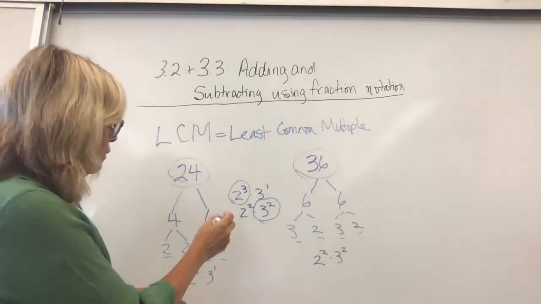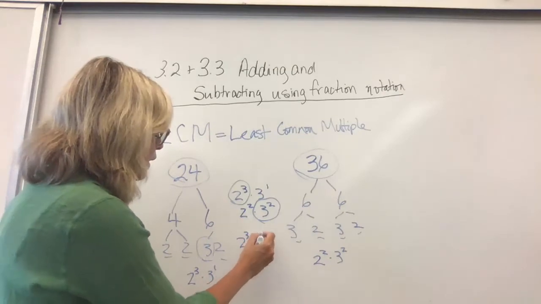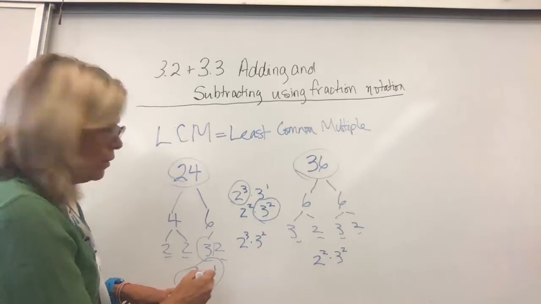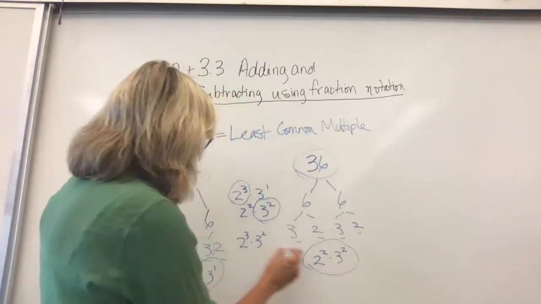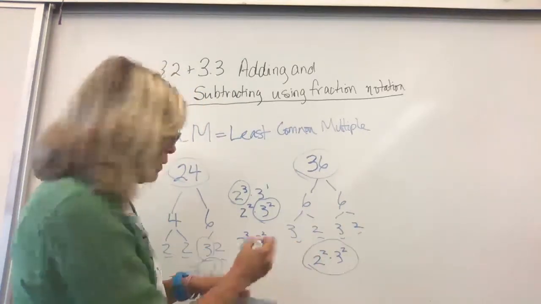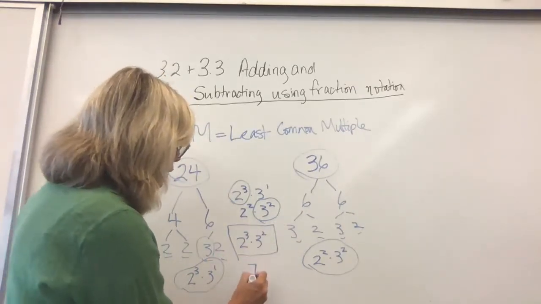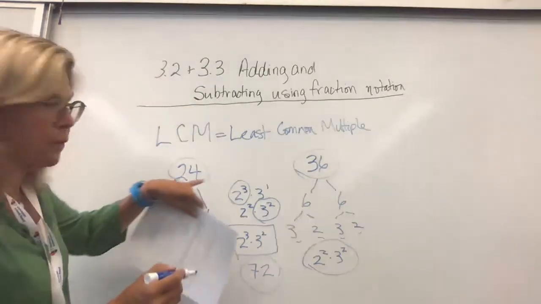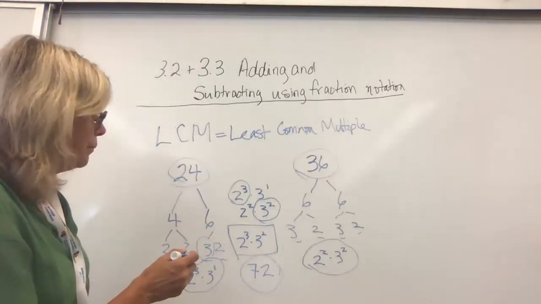So if you have 2 to the third times 3 squared, that means 24 will go into that number, because 24 is 2 to the third times 3 to the first. And 36 will go into that number because it's 2 squared times 3 squared, and this has 2 to the third times 3 squared. So that's going to work too. So 2 to the third is 8 times 9 is 72. So between 24 and 36, 72 is the least common multiple.